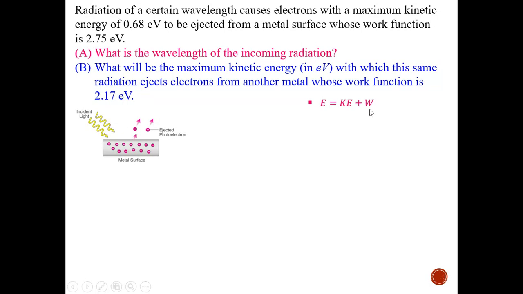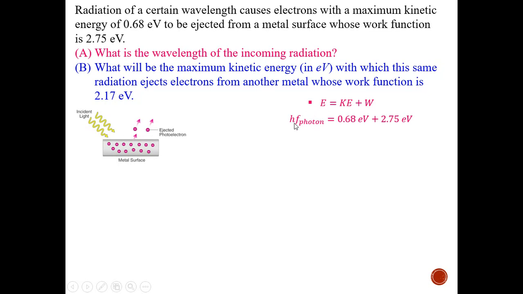Okay, so here it tells us quite a bit of information already. It tells us Ke is 0.68. So there's a lot of energy coming in, and the extra is going to Ke. And it tells us that the minimum work function here is 2.75 eV. So let's go ahead and plug it in. In order to find wavelength, I'm going to break up E on the left side in order to get wavelength into the function.